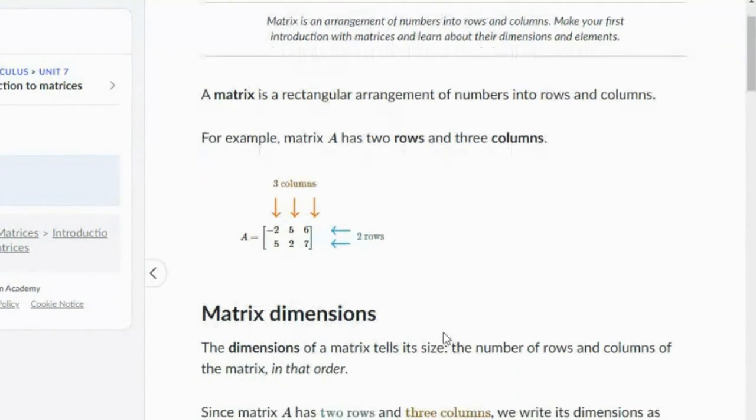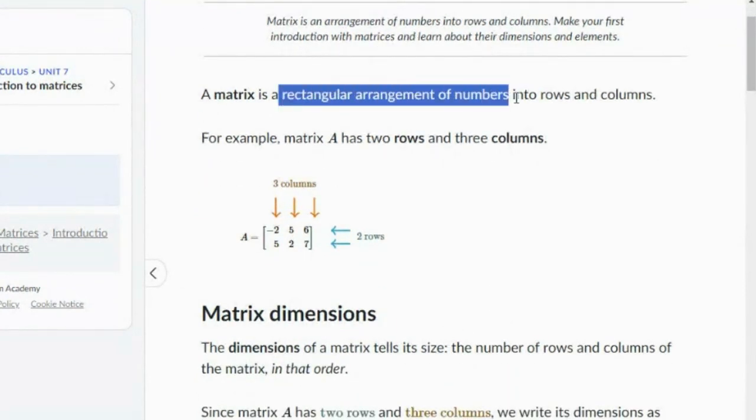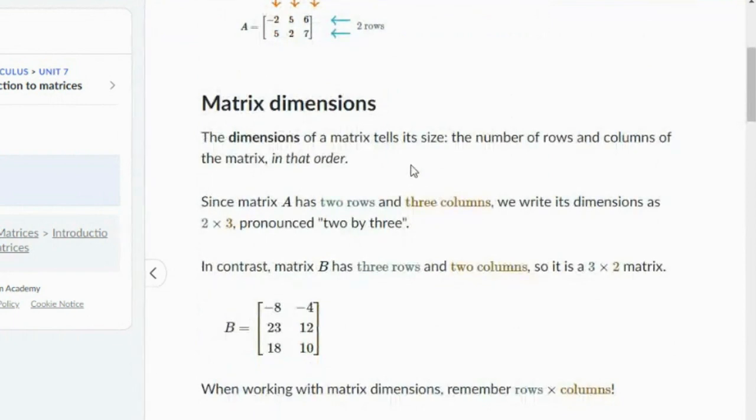So a matrix is a rectangular arrangement of numbers into rows and columns, like this matrix A equals 2 rows, 3 columns. So there's the M by N, like that. The dimensions tell the size of the matrix, the number of rows and columns, in that order, the rows, then the columns. Since matrix A has 2 rows and 3 columns, we write it as a 2 by 3.